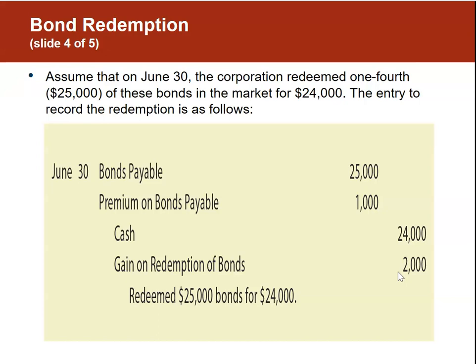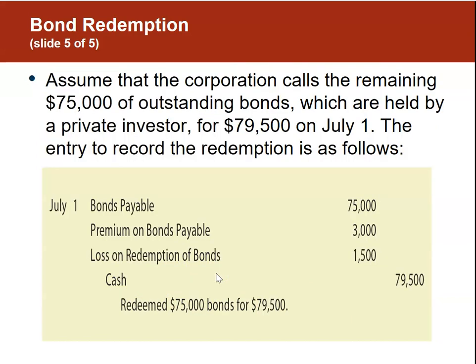So if we had operating income of $100,000 for the year and we didn't have any other items in our other income and expense section of the income statement, we would now have net income of $102,000. $100,000 operating income plus the $2,000 gain on redemption of the bonds. Okay, now we're going to fast forward a little bit.